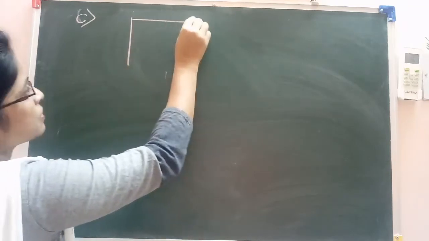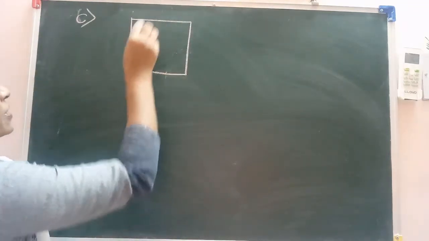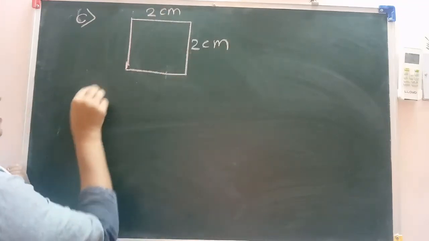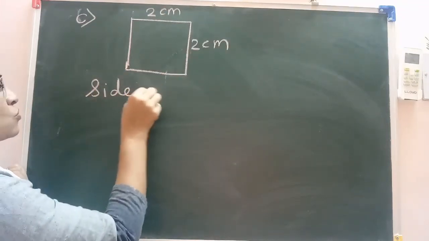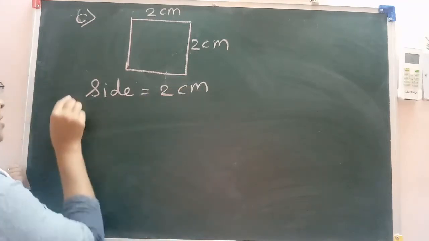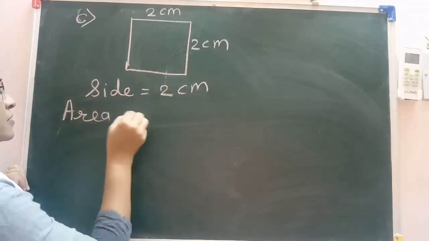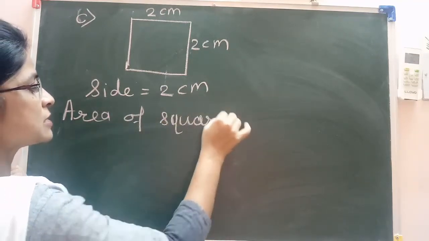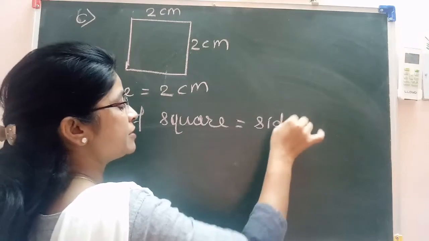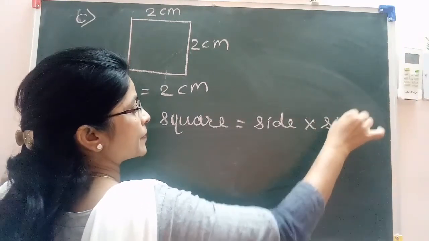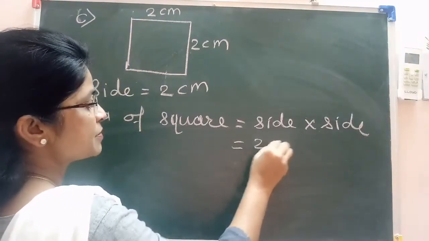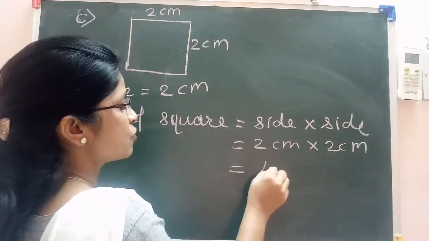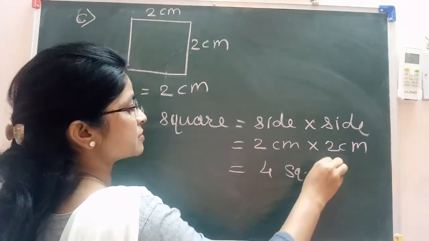Now c one, a square is given whose side is 2 cm. The length of one side is 2 cm, which means you have to find the area of the square, whose formula is side multiplied by side. That is 2 cm multiplied by 2 cm. It will be 4 square centimeter.